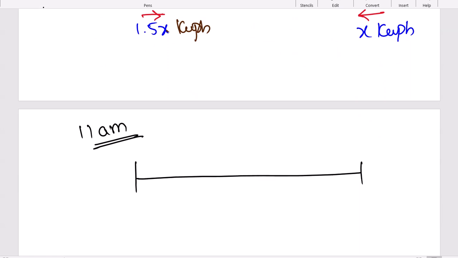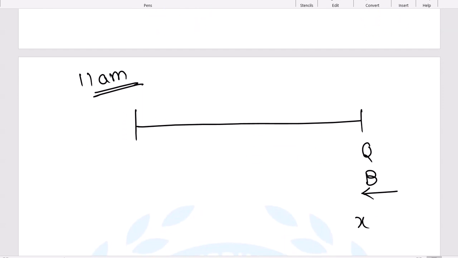At 11 a.m., B is now ready to start. B has not yet started the journey up to 11 a.m. B is still at the point Q. Now it is ready to start with the speed of x kilometers per hour. But train A has already traveled some distance.